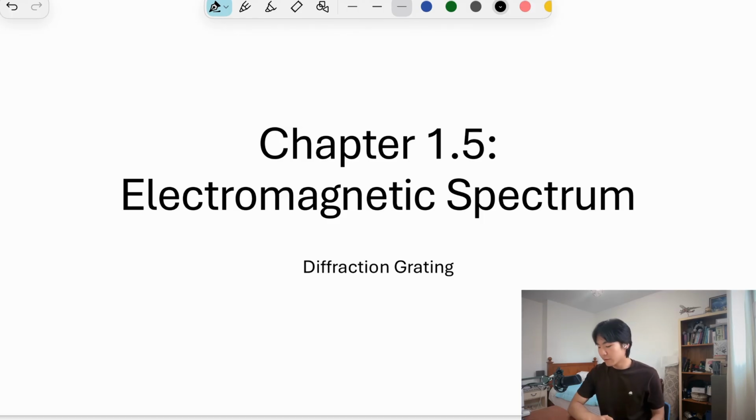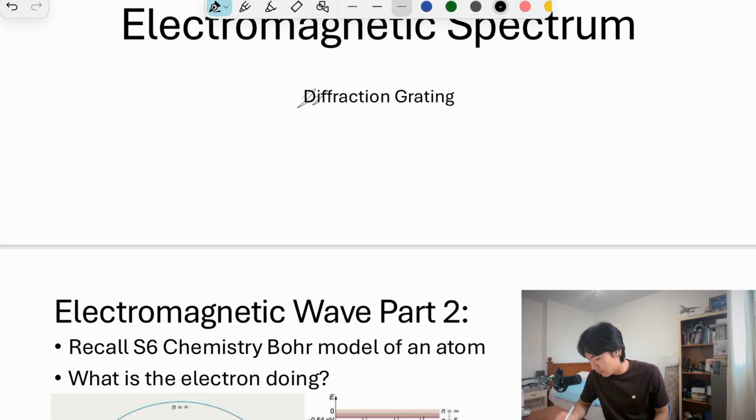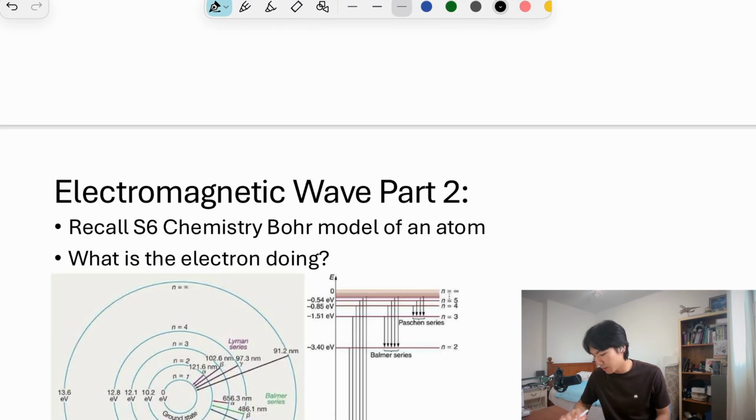So, let's continue with the electromagnetic spectrum, right? And I don't know why I wrote diffraction grating here. Probably forgot to delete it after I copied the slide.